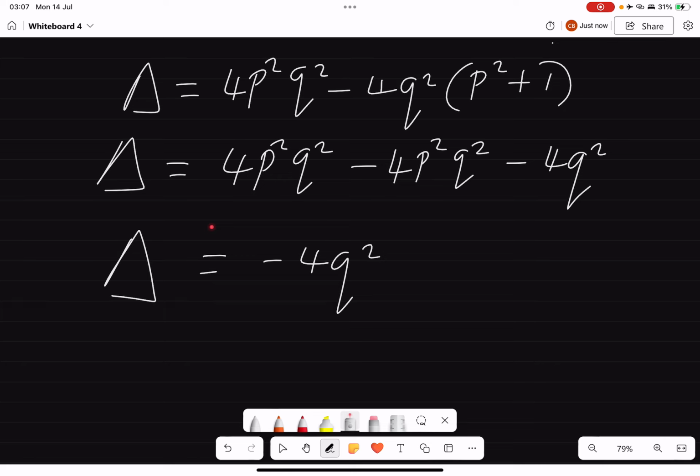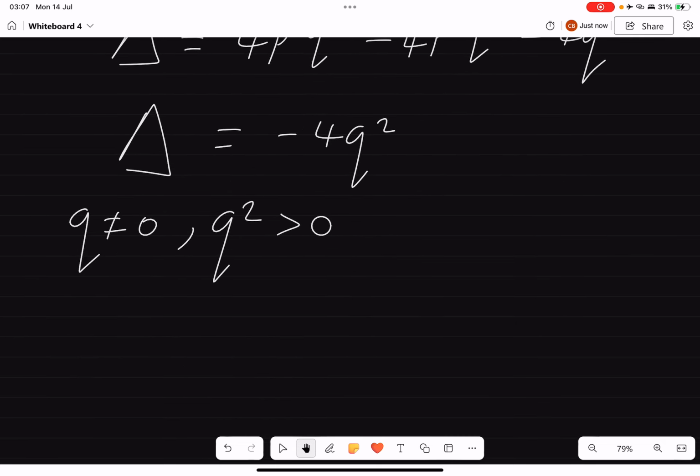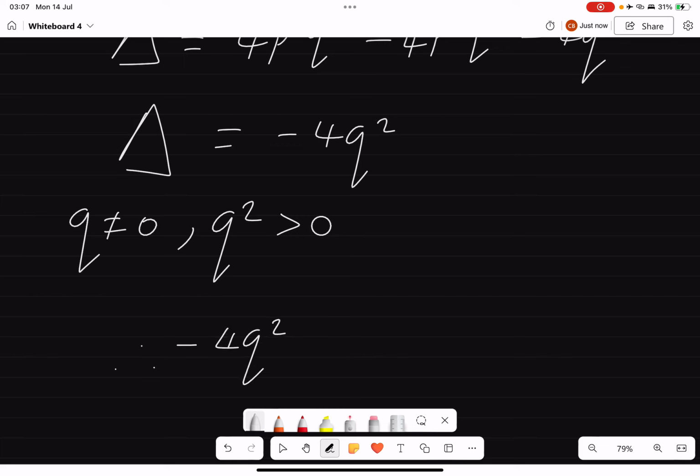And because q cannot be 0 as per the instruction, and we know that q squared, because a square is always positive, right? So q squared will be positive, which means we are always going to be multiplying a positive number with a negative number. So the answer would be negative. You see? So we are going to say, therefore, the discriminant, this is the discriminant, right? It's always going to be less than 0.